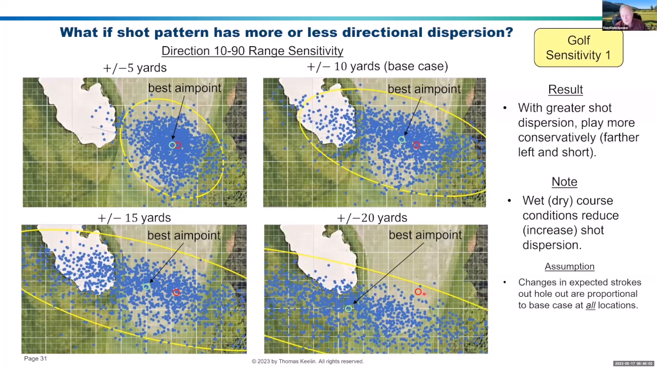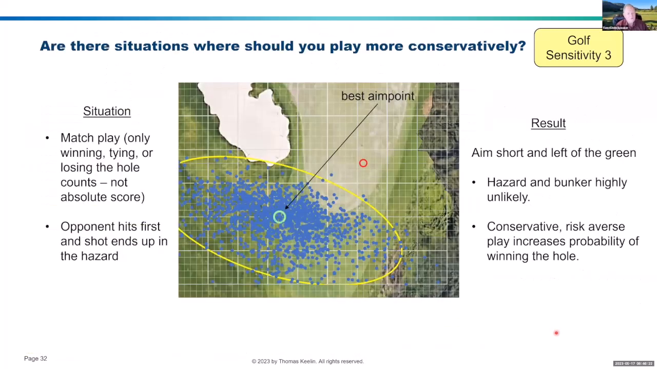But if you were a terrible bunker player, for example, and you frequently blade shots out of the bunker into the hazard, well, then of course you'd want to aim farther away from the bunker. So down here might actually be your best choice. So this all gets tailored to a golfer skill level.